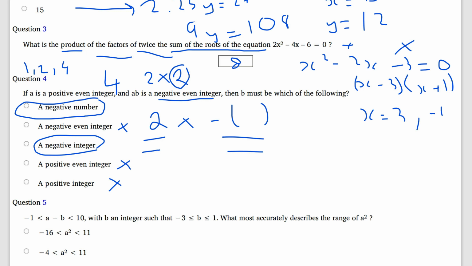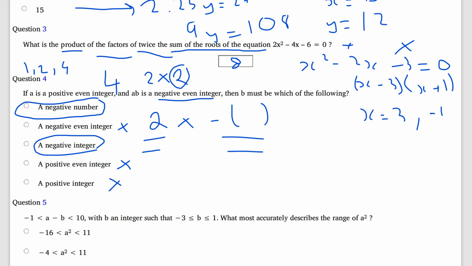Actually, do we know that it's a negative integer? I've got to be careful here. It depends if the question was tick all that apply or not. Could it be like minus 0.5? No, because then it wouldn't be even.